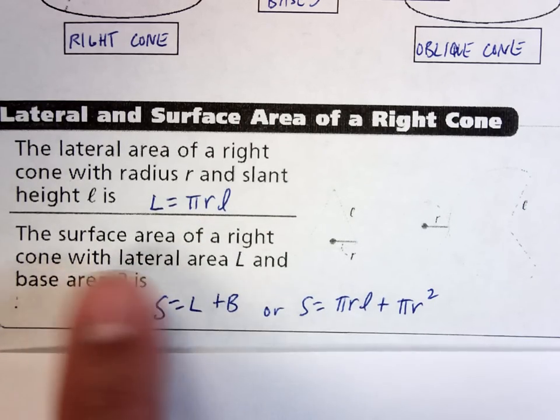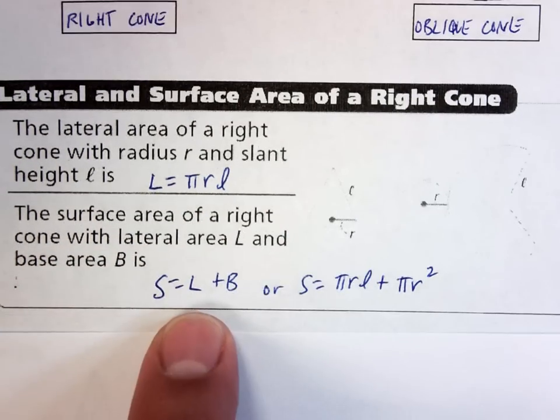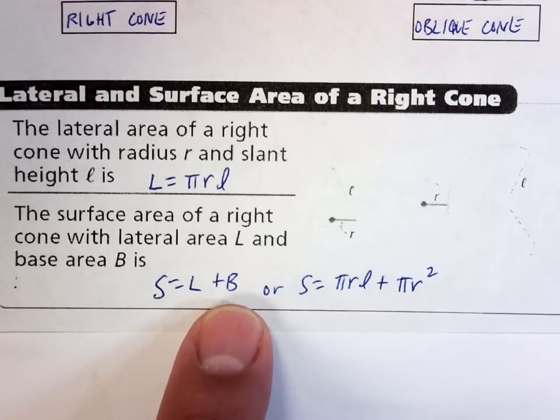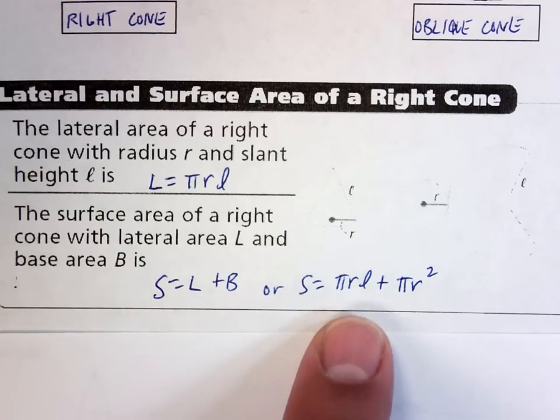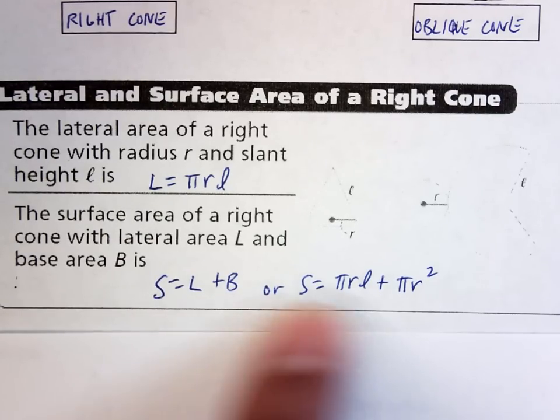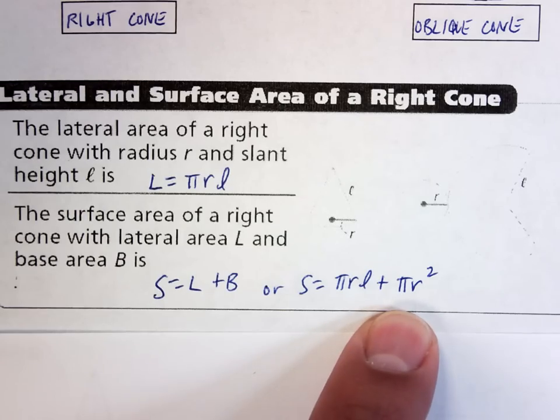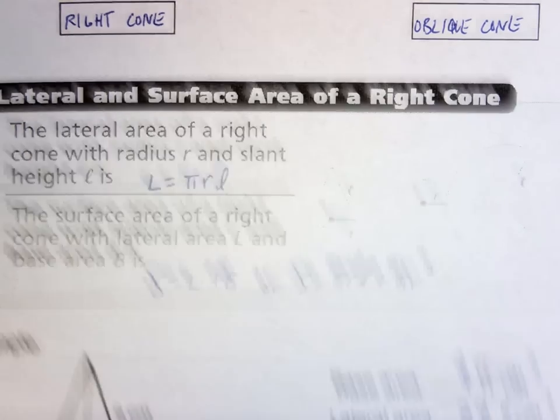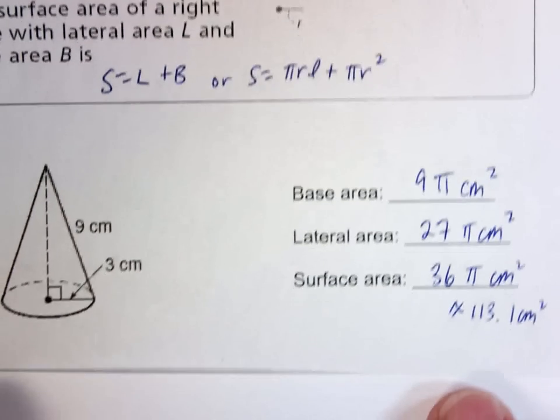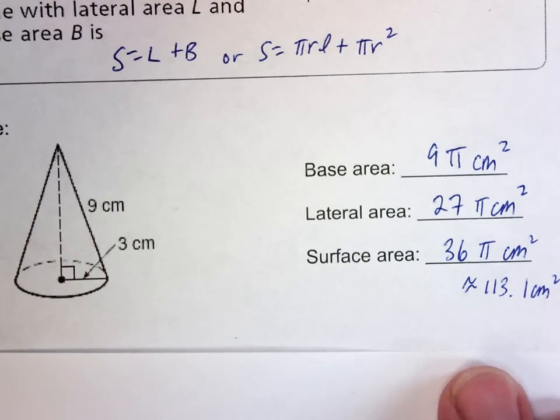So then the total surface area is, again, you take that lateral area and you just add up the area of the base. Or in this case, that lateral area is just pi r L, and the area of the base is just pi r squared since it is a circle. So we do have a problem here. Work it out together. Just make sure you understand what I'm doing.